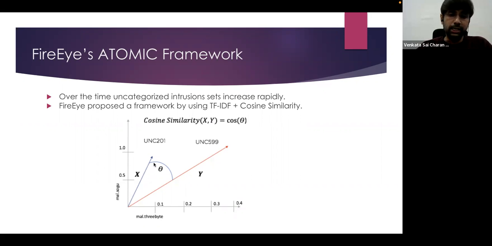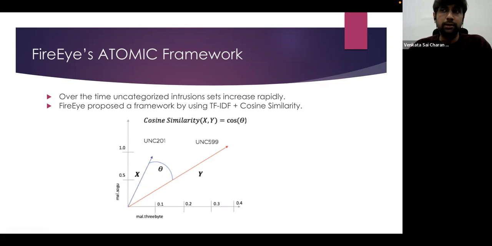If the theta is very small, that means the two vectors are close, and so they are clustered or merged together as a single group. If a new group comes, they find the cosine similarity with the existing groups, and check whether it should be merged or attributed as a new APT group. This is how FireEye has automated the entire framework for APT attribution.